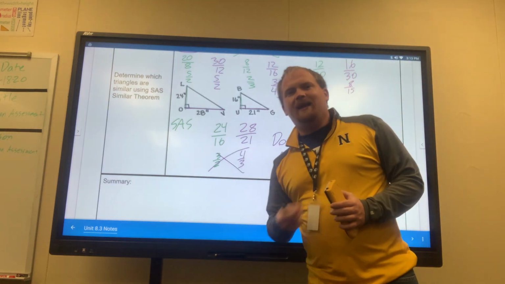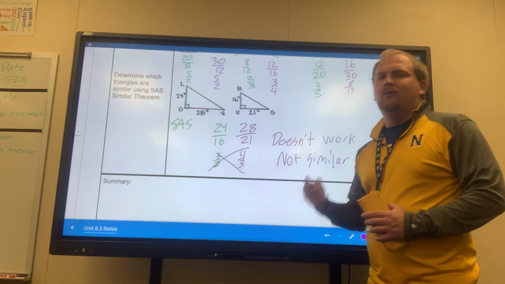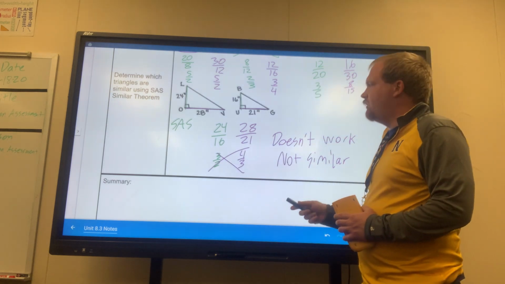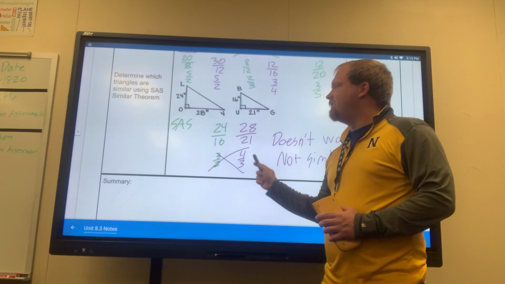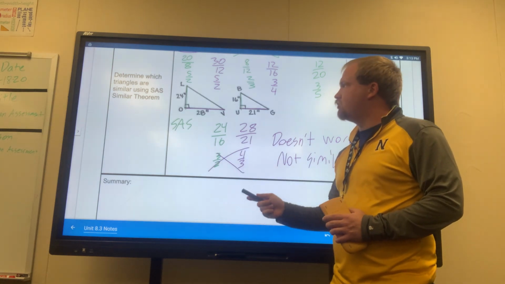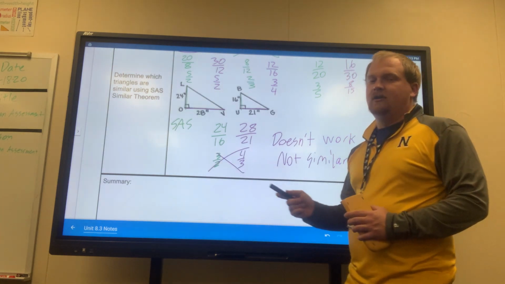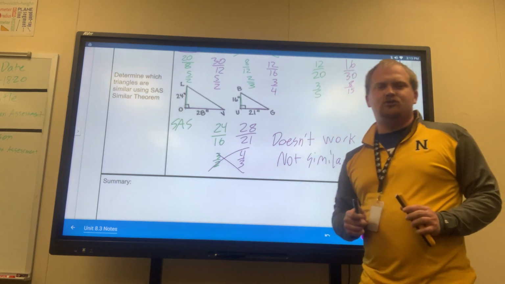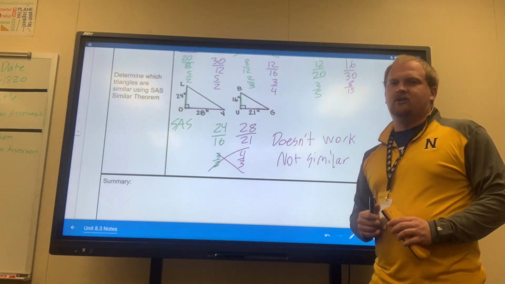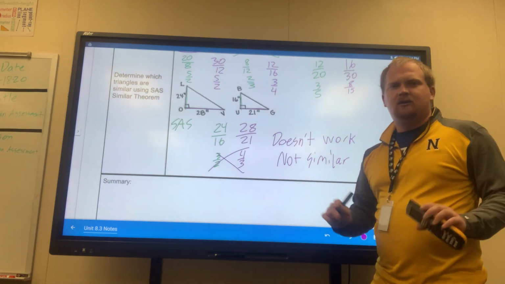Just to recap all of this, what we've got to make sure to know is that the sides have to be proportional to each other. All right. If the sides are proportional to each other, we have similar figures. If not, then none of it can work.